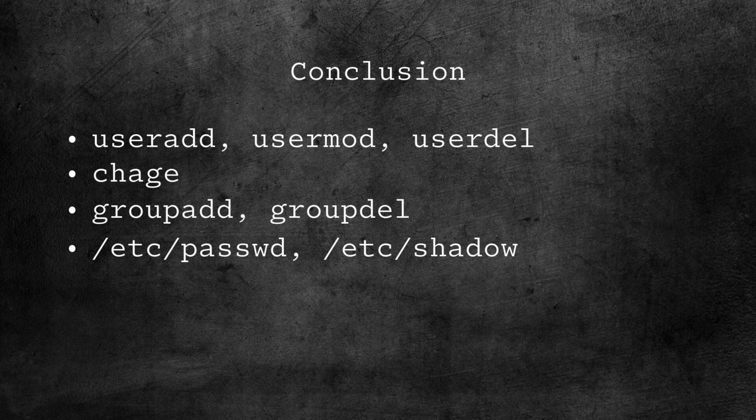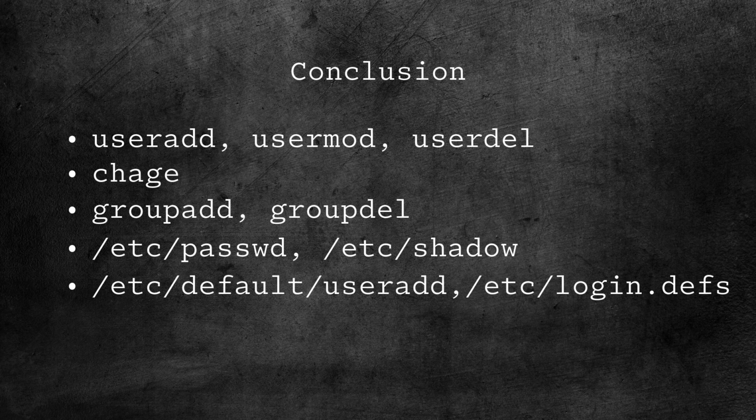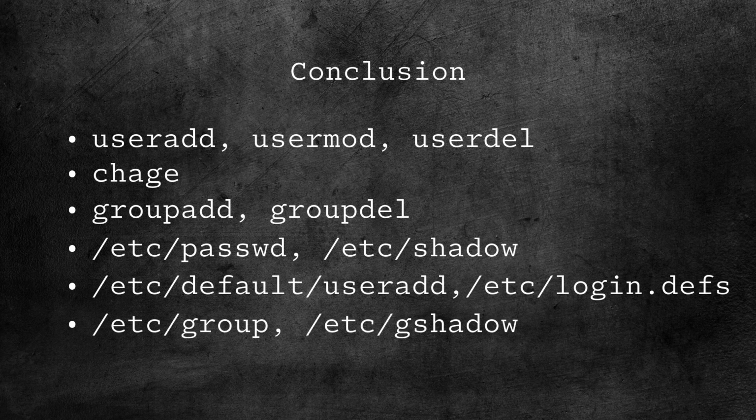The /etc/passwd and /etc/shadow files contain user properties. The /etc/default/useradd and /etc/login.defs files contain defaults for user properties. The /etc/group and /etc/gshadow files contain group information, and the who, w, and last commands can be used for reporting on users' activity on the system.